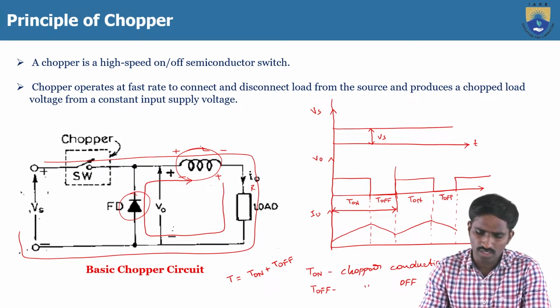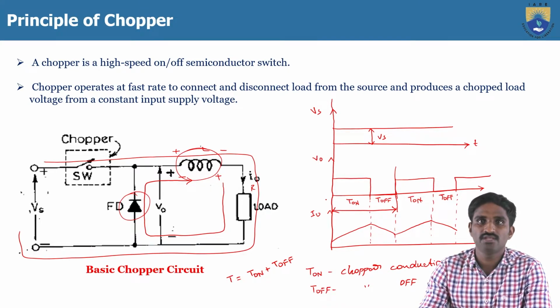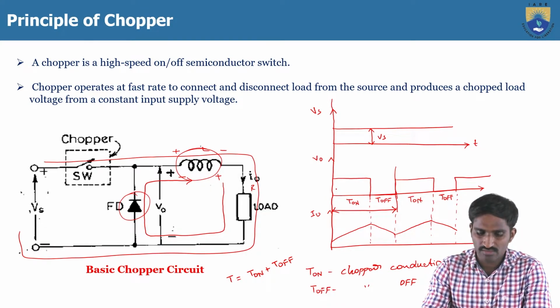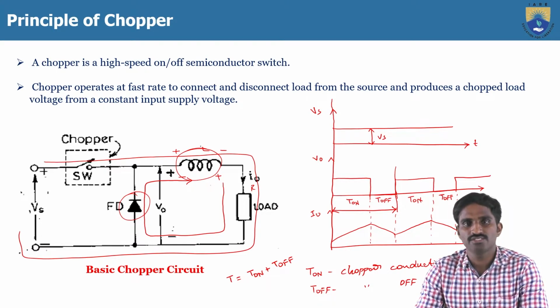So this is how the chopper will operate. Of course, how to control the output voltage and how we can get the variable output voltage, that we can understand after discussing the control strategies of the chopper.